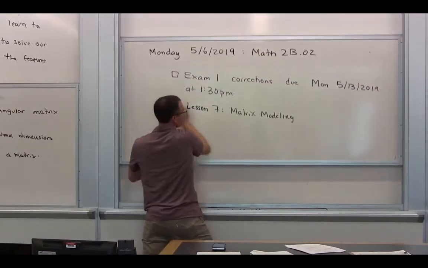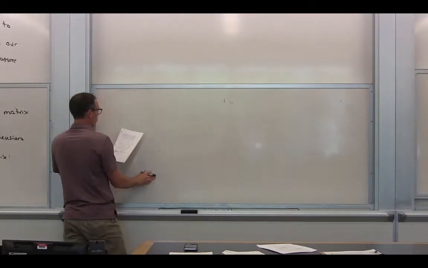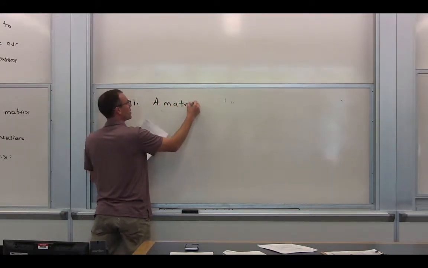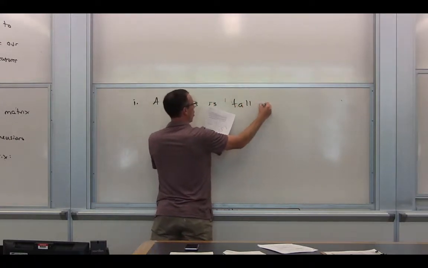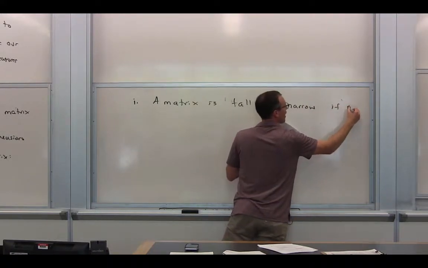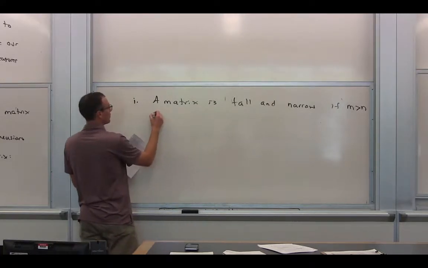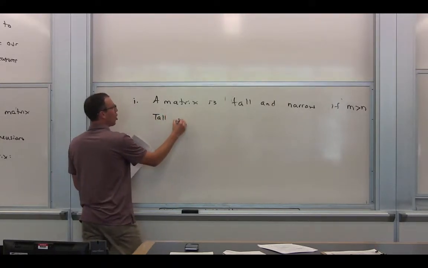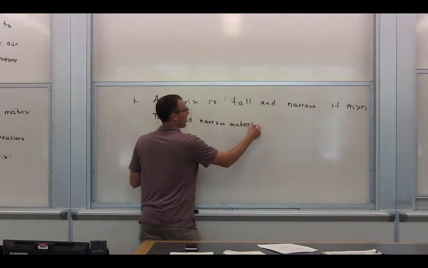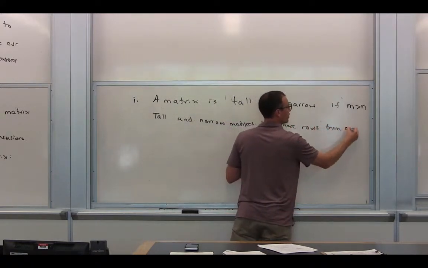And we're going to break these into really 3 different patterns, and these 3 different patterns will be used to give us some insight into the type of problem we're working with. A matrix is tall and narrow if m is strictly greater than n. What does that mean? Yeah, tall and narrow matrices have more rows than columns.